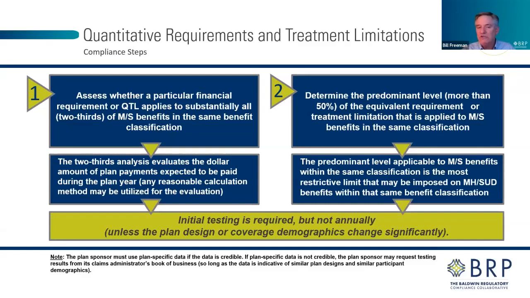It's not required annually, but once you get your report created, you can maintain that indefinitely until you have a plan design change or significant demographic change during the plan year. So if you undergo significant growth in the covered population, or you add or change benefits to your plan design, you're going to have to retest your plan. Under the predominant level, under item two, again, predominant being more than 50%, do treatment limitations that are applied to medical surgical benefits also apply to mental health and substance use disorder benefits? And you want to make sure again that you're comparing the two side by side within each benefit category.